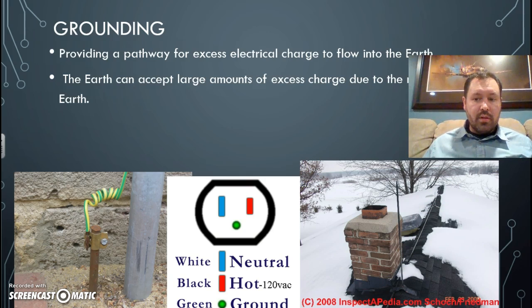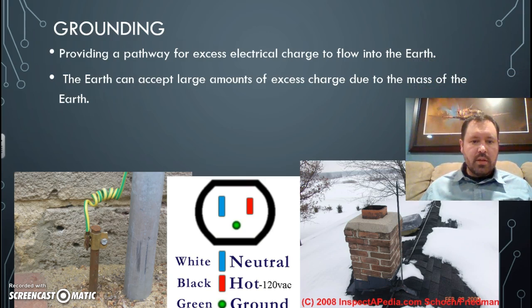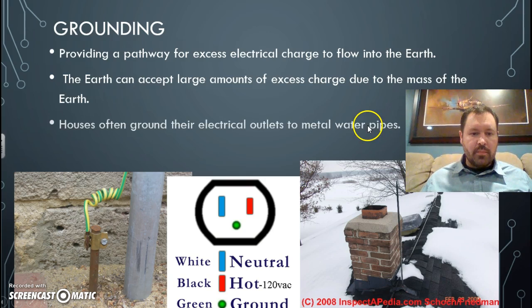For this reason, it's the earth that can accept large amounts of excess charge because it's so massive. If it were smaller, it could not accept all this amount of charge. And when I mean smaller, I mean like the size of a large basketball or the size of a football field or something like that. But since our Earth is so massive, it can accept all this electrical charge.